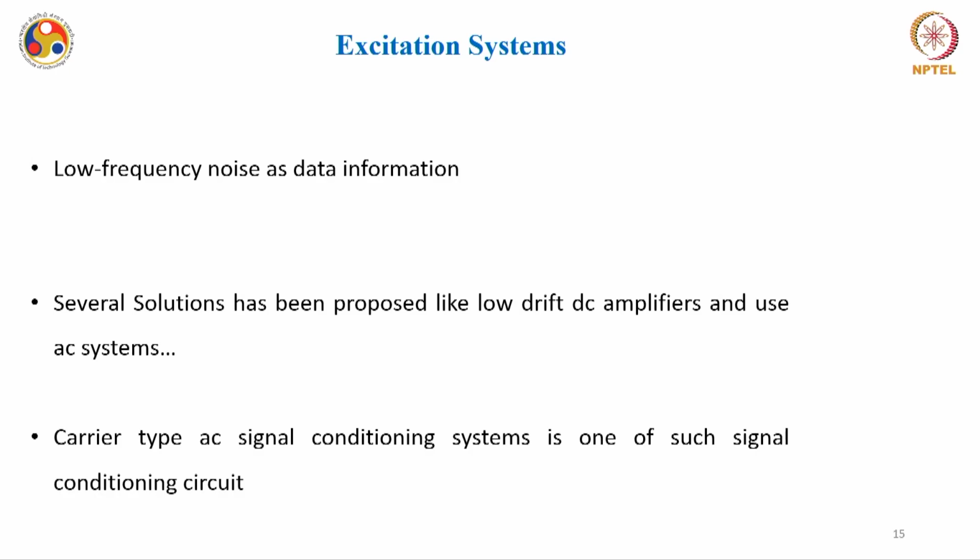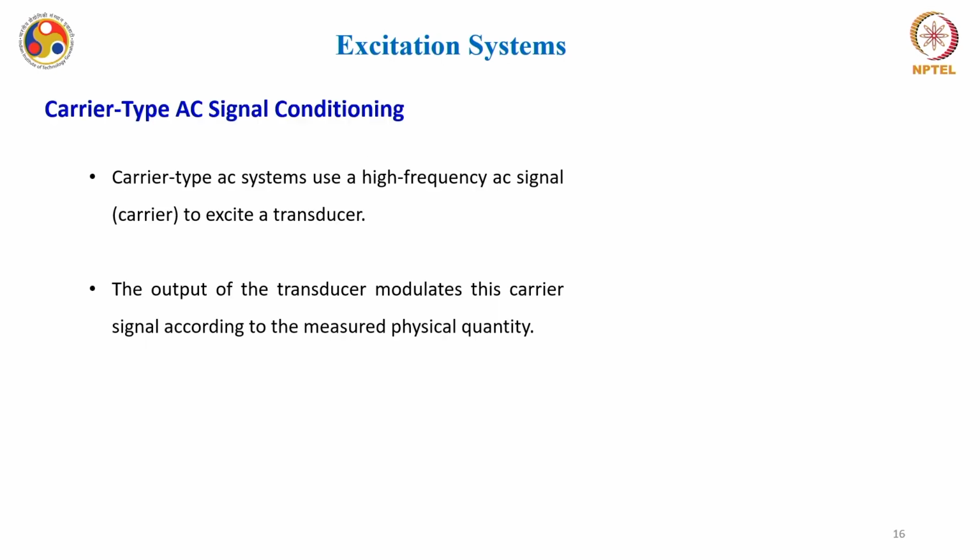Several solutions have been proposed, like low drift DC amplifiers being employed in these cases. Sometimes a number of AC systems are also proposed as an alternative to these DC excitation systems. Particularly, the carrier type AC signal conditioning system is one such signal conditioning circuit. A carrier type AC signal conditioning circuit uses a high frequency AC signal which acts as a carrier to excite a transducer. The output of the transducer then modulates this carrier signal according to the measured physical quantity.